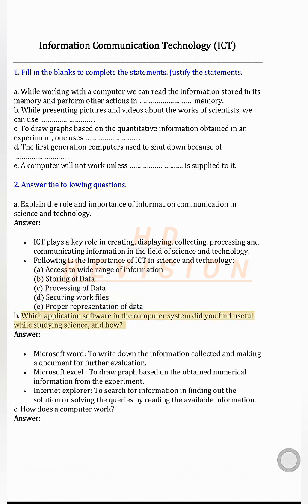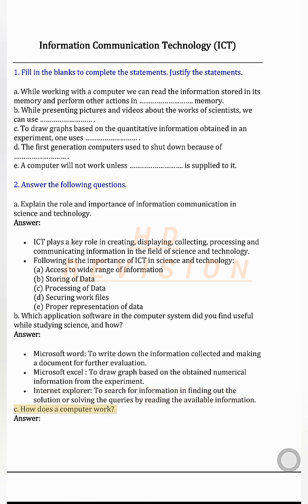B. Which application software in the computer system did you find useful while studying science, and how? Answer. Microsoft Word. To write down the information collected and making a document for further evaluation. Microsoft Excel. To draw a graph based on the obtained numerical information from the experiment. Internet Explorer. To search for information and finding out the solution or solving the queries by reading the available information.